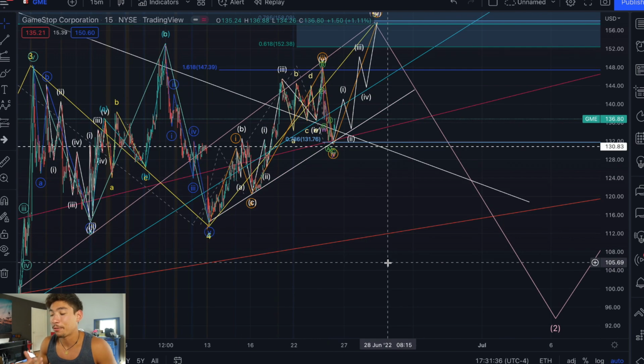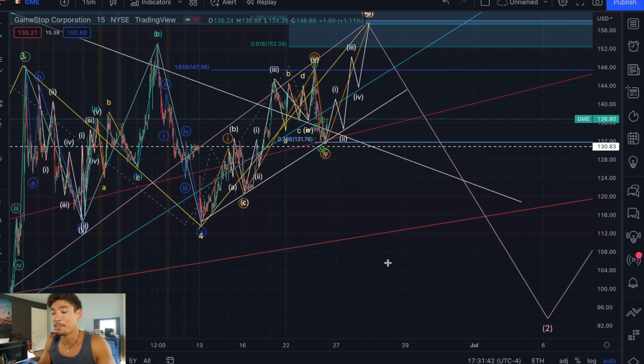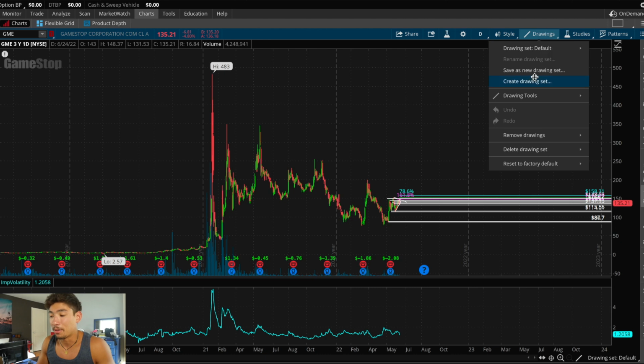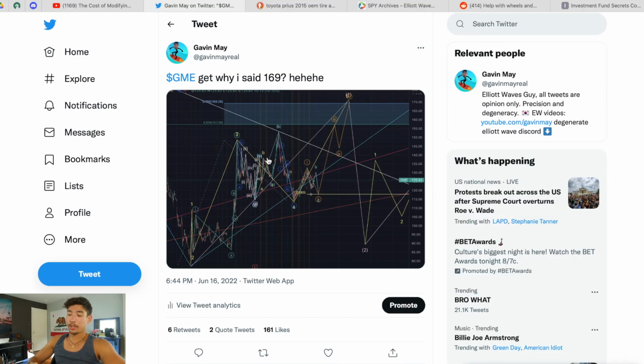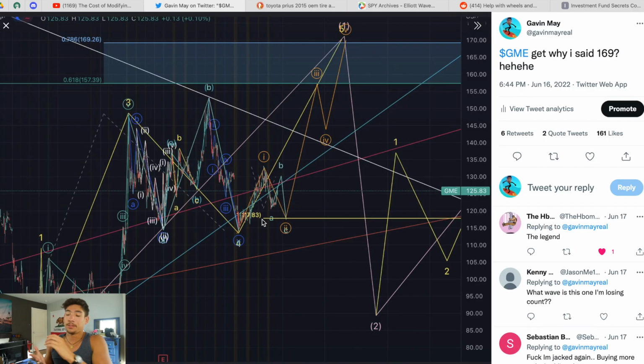I'm going to be explaining what you see on screen here, what makes this count valid, the invalidations, and what would make us look for the bear count instead. And obviously both counts are valid. This was the count, right? And so this is still what we're working with here.